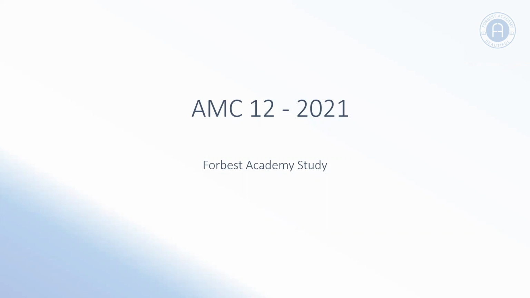This week we have been breaking down past paper questions from the AMC 12, and we've been looking at the concepts involved and how to use them to answer the questions. Today's question we're going to be looking at logarithms, and we've been given the sequence log base 12 of 162, log base 12 of x, log base 12 of y, log base 12 of z, and log base 12 of 1250 is an arithmetic progression. What is the value of x?